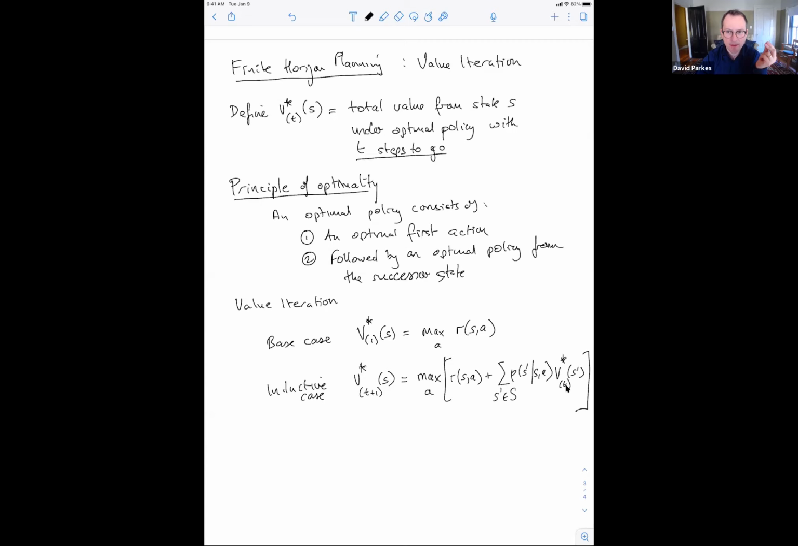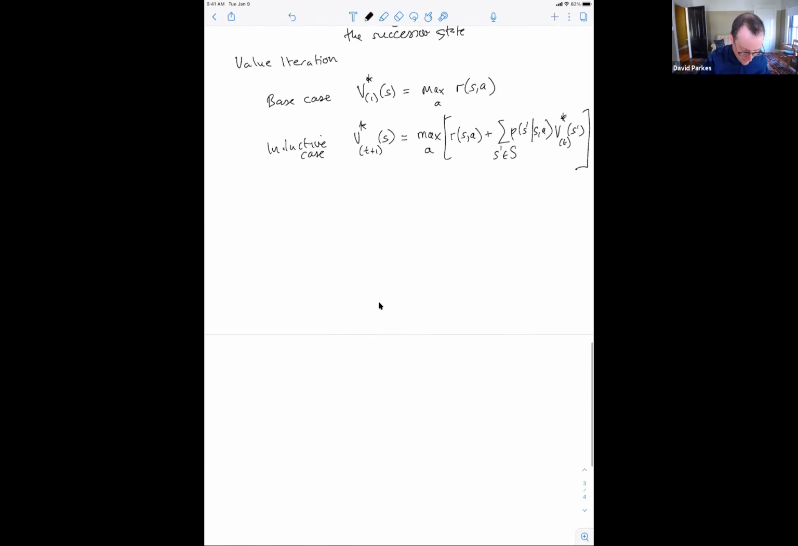But assuming that we're working inductively back from 1 step to go up to multiple steps to go, the idea is that I've already solved for this, and then I can plug this into the recursion, and I can compute the right thing to do in every state with t plus 1 to go. Any questions on this idea? Okay. I think what we'll do is we'll work a little example of this, and then we'll take a short break. So let's just work a little example.